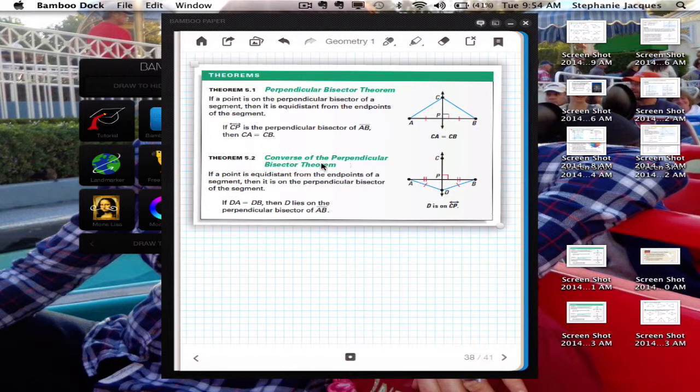The converse of the perpendicular bisector theorem is just the opposite. So if you know that DA and DB are equal and D lies on the perpendicular bisector of AB, that's how you would find that out. So if you know these two are equal and point D is at the end of it, you know it's on the perpendicular bisector of AB. So D is on CP, which is the perpendicular bisector of AB.